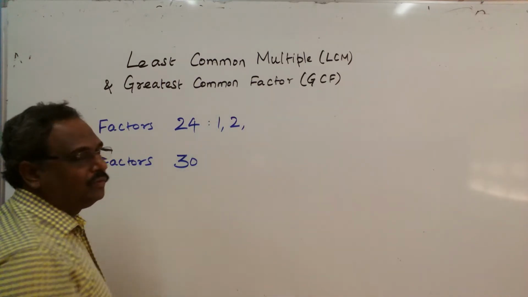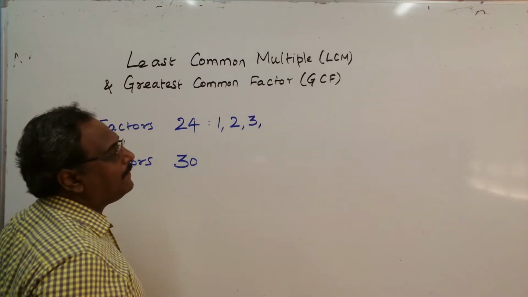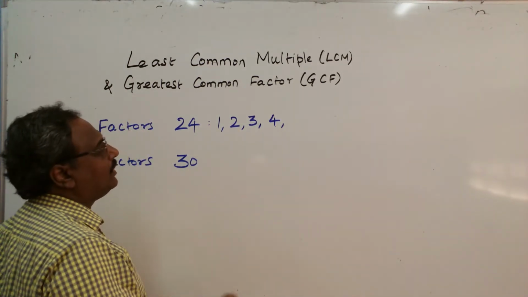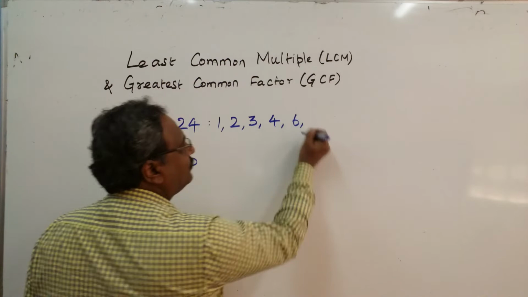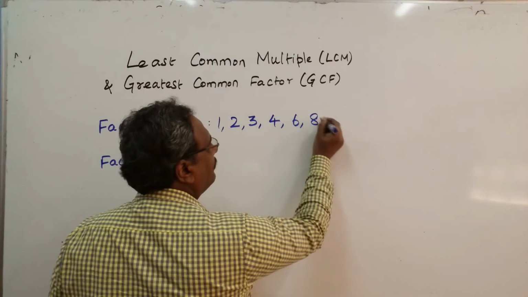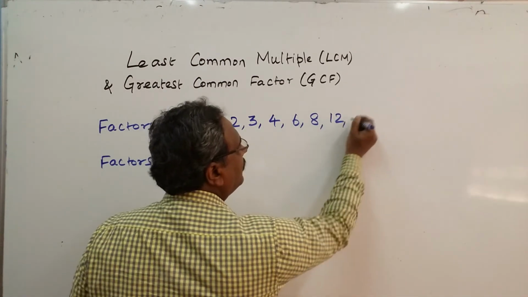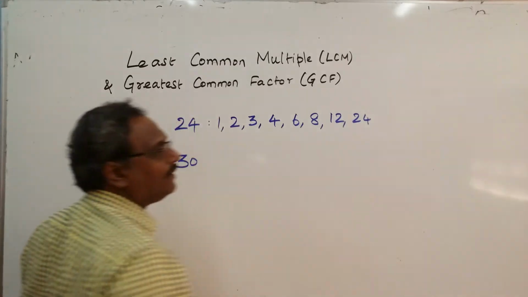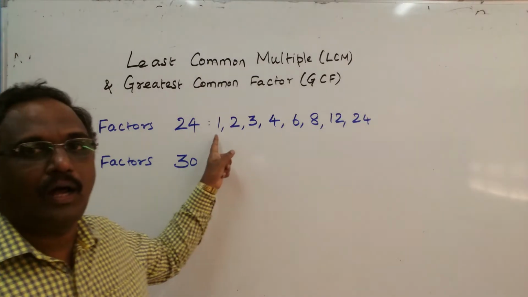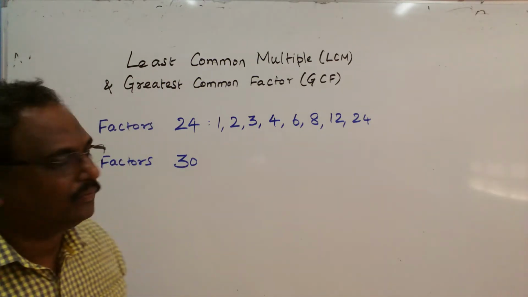24 divided by 2, 12. 24 divided by 3, 8. 24 divided by 4, 6. We cannot divide by 5. 24 divided by 6, 4. 24 divided by 8, 3. 24 divided by 12 and 24 divided by 24. So the factors of 24 are 1, 2, 3, 4, 6, 8, 12 and 24.